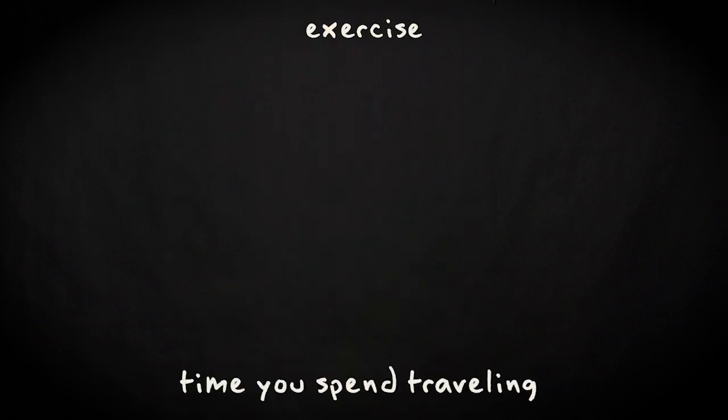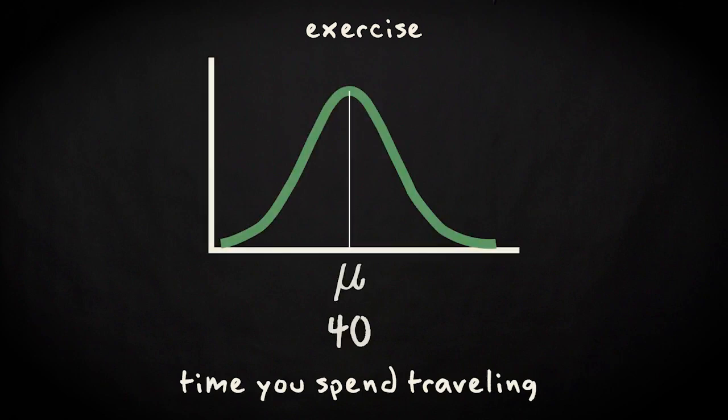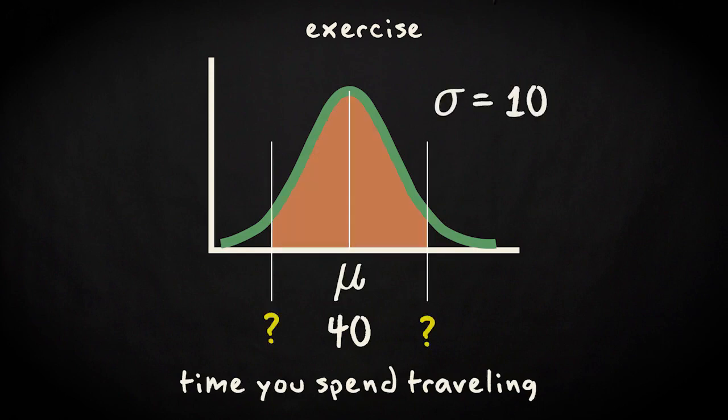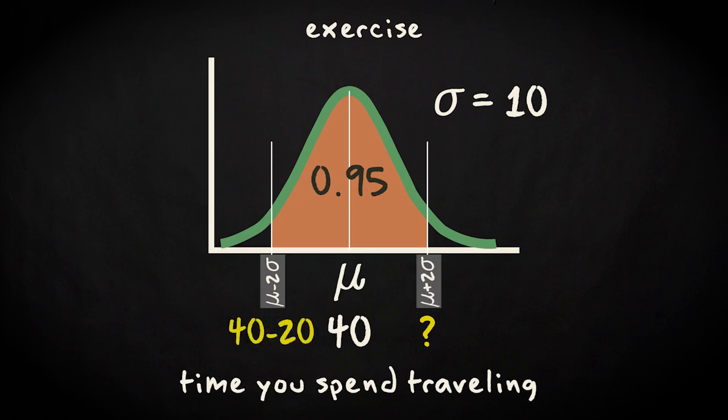Assume that the time you spend traveling on a weekday is given by this normal distribution, with a mean of 40 minutes and a standard deviation of 10 minutes. What would then be the range of travel times for 95% of your weekdays? Right, you know that 95% of the cases should lie in the interval from the mean minus 2 times sigma to the mean plus 2 times sigma. In this case, that's from 40 minus 20 up to 40 plus 20, which is 20 to 60 minutes.